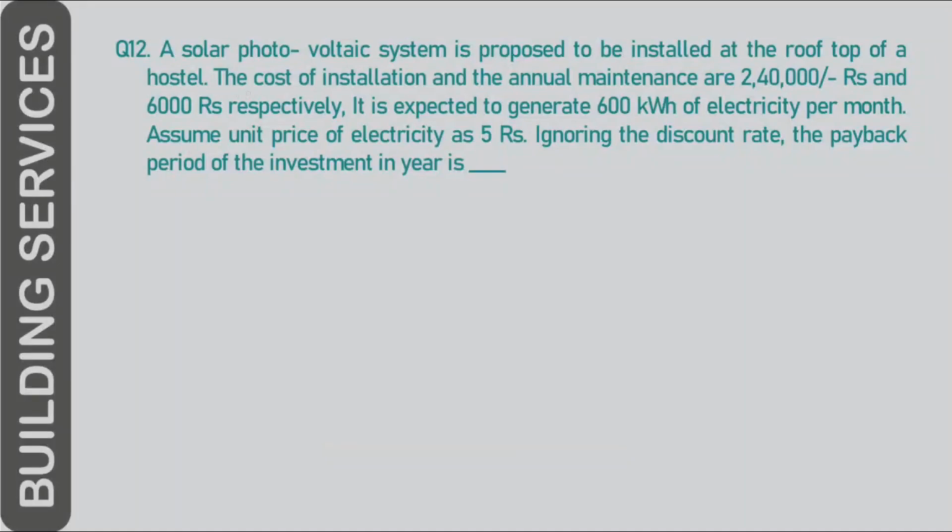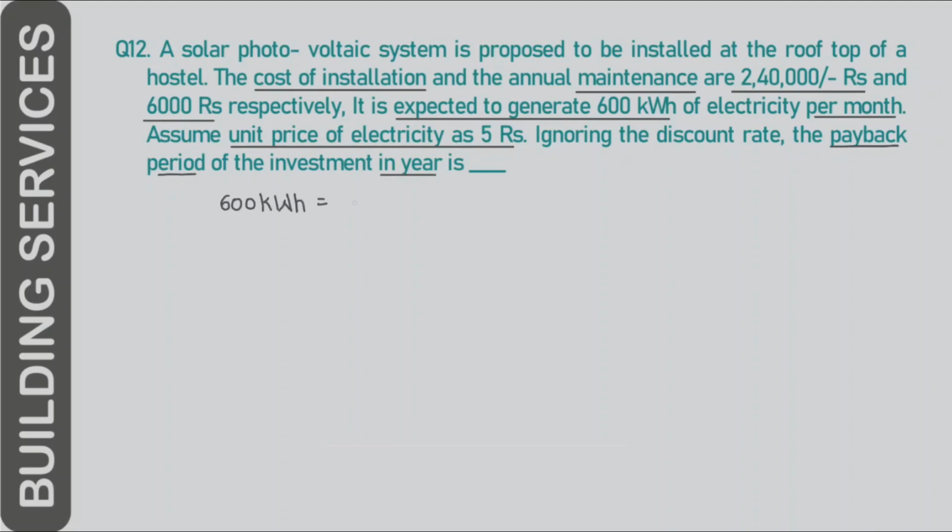A solar photovoltaic system is proposed to be installed on the rooftop of a hostel. The cost of installation and the annual maintenance is 2,40,000 and 6,000 respectively. It is expected to generate 600 kilowatt hour of electricity per month. Assuming the unit price of 5 rupees, the payback period of the investment in year is.